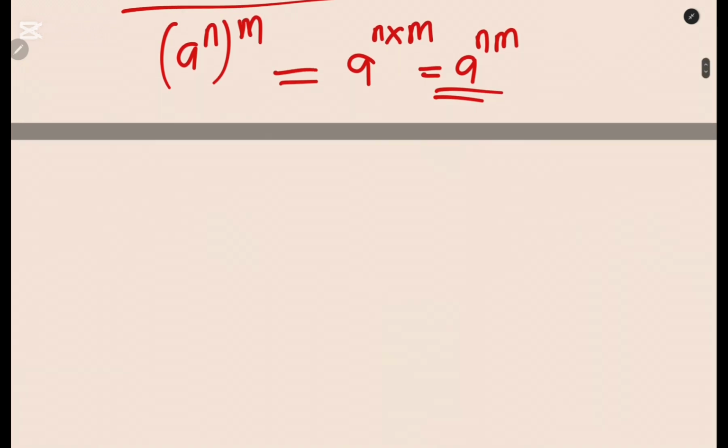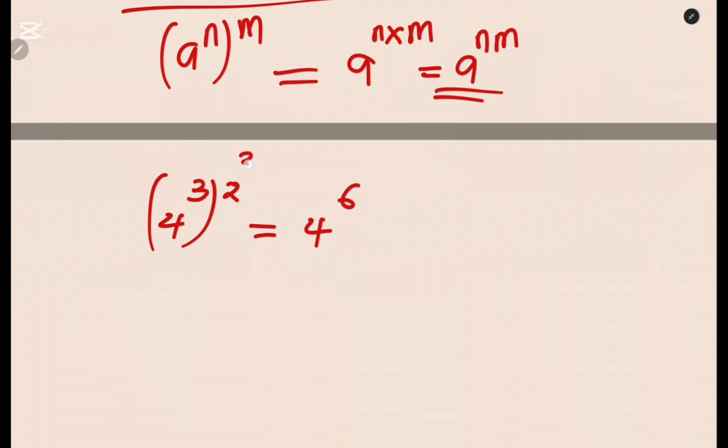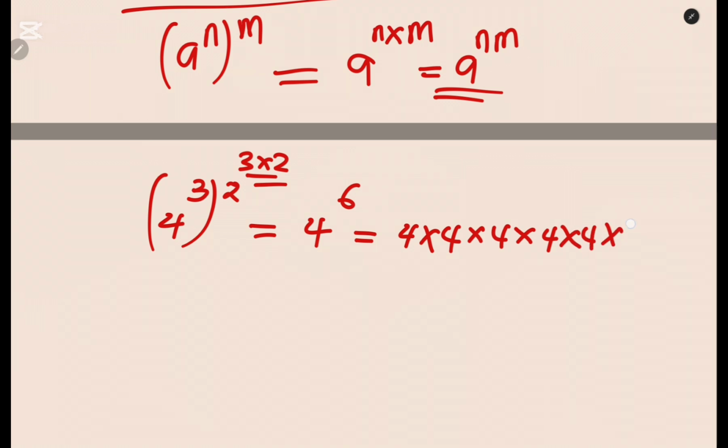Let us have a look at an example. Let us say 4 to the power 3, then raised to the power 2. In this case, this one is going to be 4 to the power 6, which is 3 multiplied by 2, the powers multiply. And 4 to the power 6 is just 4 multiplied by itself 6 times. So 4 multiplied by 4, multiplied by 4, multiplied by 4, multiplied by 4, multiplied by 4. The answer that you find is 4 to the power 6. All right, I guess you're following up to this point.